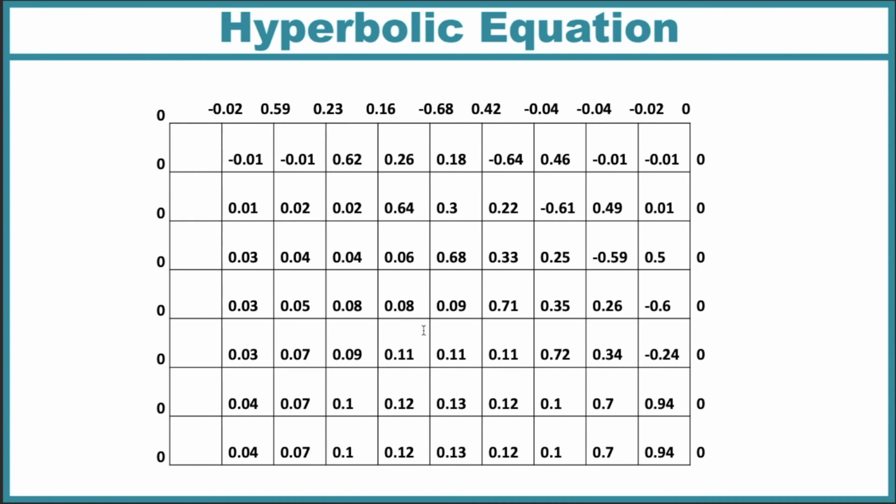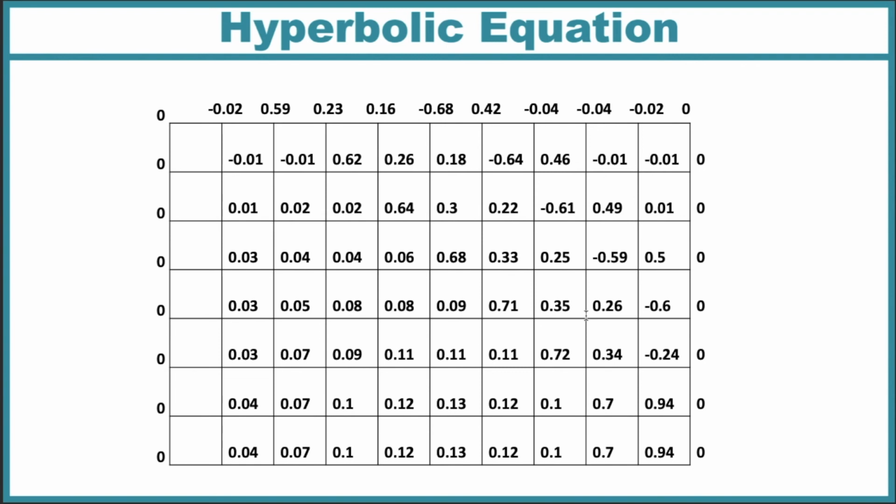To get this value, it is 0.11 plus 0.11 minus 0.12. We get the value as 0.09. To get this value, 0.11 plus 0.72 minus 0.12. We get this value as 0.71. To get this value, 0.11 plus 0.34 minus 0.1. We get 0.35. To get this value, it is 0.72 minus of minus will become plus 0.24 minus 0.7.